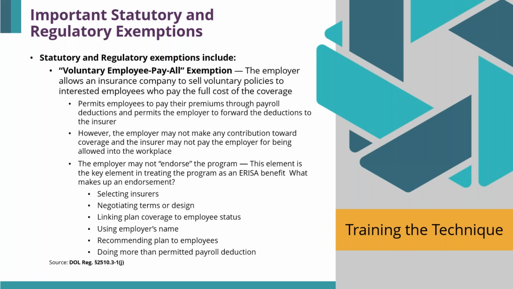What makes up an endorsement? If the employer selects the insurers, negotiates terms, links the plan coverage to employee status, uses the employer's name, recommends the plan to employees, or does more than permitted payroll deduction. Also, another kicker here is if you pay for these premiums through a cafeteria plan, that is seen as one element of the employer endorsement. So if you want this voluntary employee-pay-all exception to apply, don't put the contributions through a cafeteria plan. That is seen by the IRS and DOL as being an endorsement.